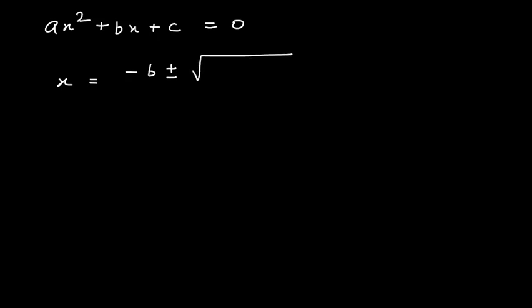In the last lecture, we have seen how to find the solution of equation ax square plus bx plus c equal to 0 type of problems. We have seen that the solution can be written as x is equal to minus b plus minus root of b square minus 4ac, whole divided by 2a.